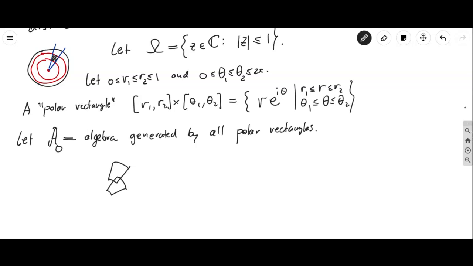So you can take the union of those two. You can get something that's a lot more complicated. But actually, I do not want to spend too much time on this. So let me just say this is the sigma algebra generated by all polar rectangles. So basically, this is going to be your sample space.